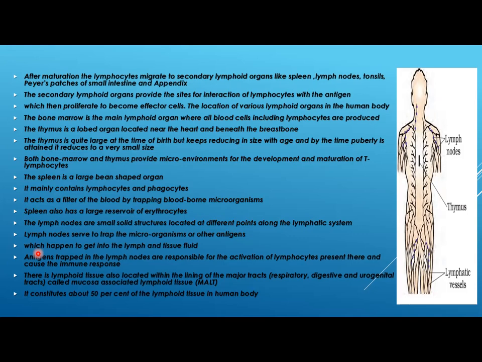There is lymphoid tissue also located within the lining of the major tracts like respiratory, digestive, and urinogenital tracts called mucosa associated lymphoid tissue (MALT). It constitutes about 50% of the lymphoid tissue in the human body.